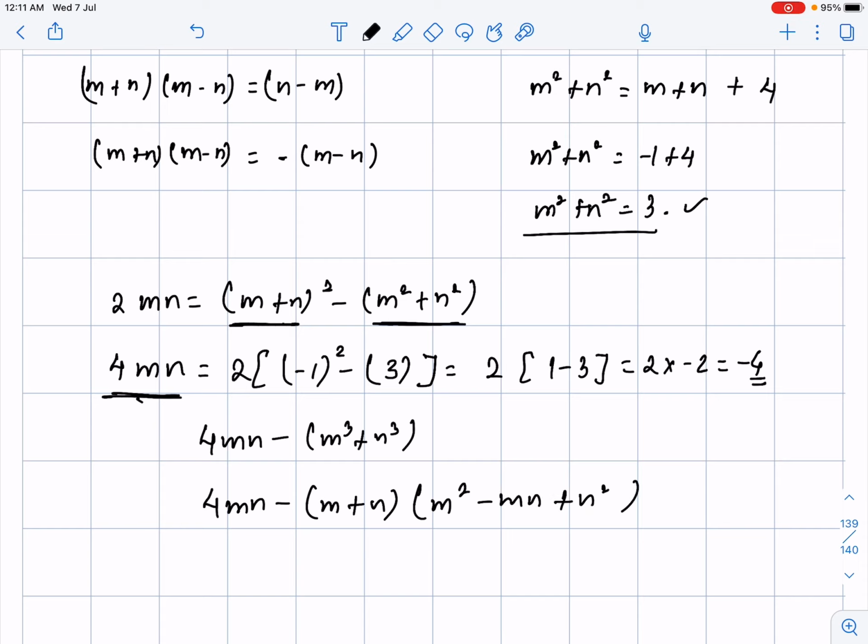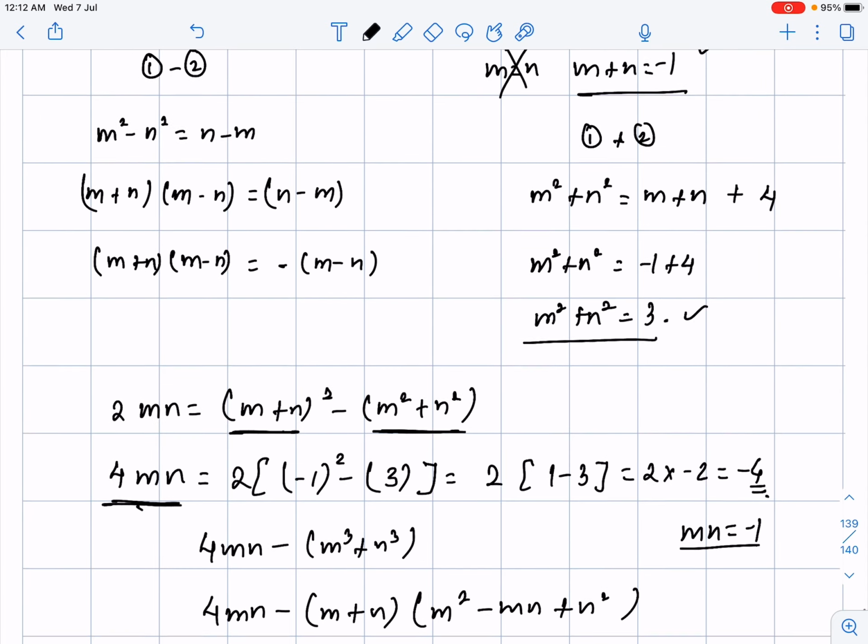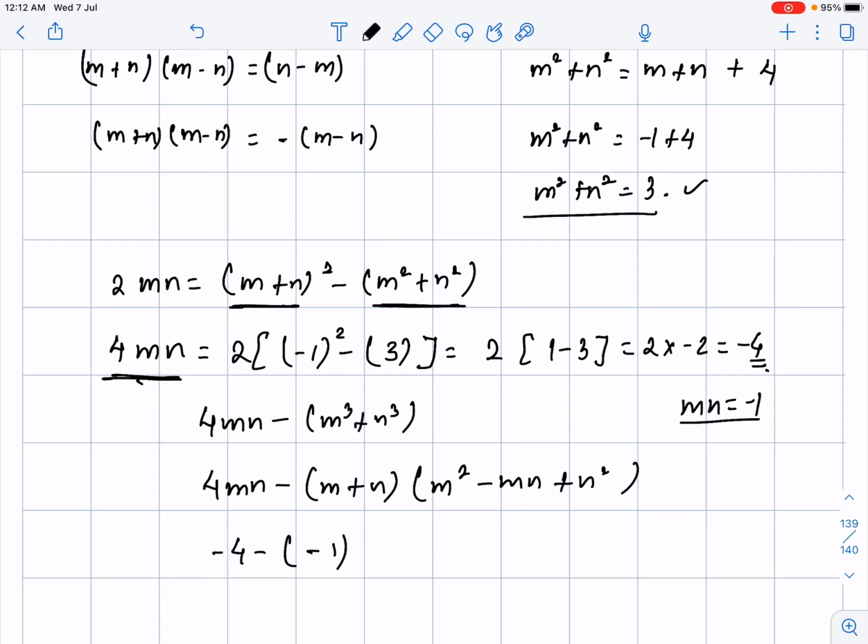Now guys, 4mn is -4 we know, so mn will become -1 over here. Hope you guys got my point. So 4mn is -4, m plus n is -1, so -1 multiplied by m square plus n square, which is 3, and -mn, which will be 1, because mn is -1.